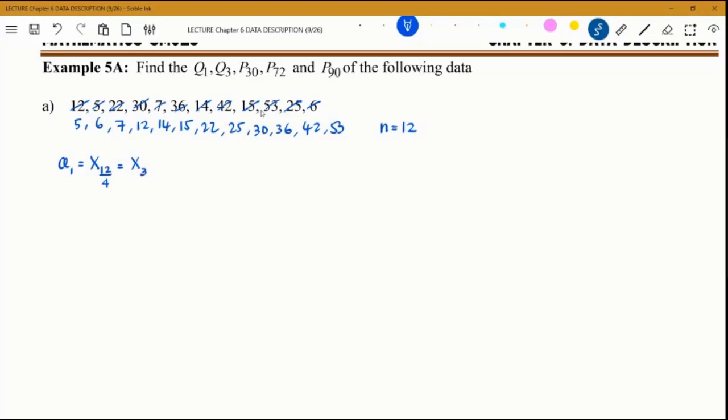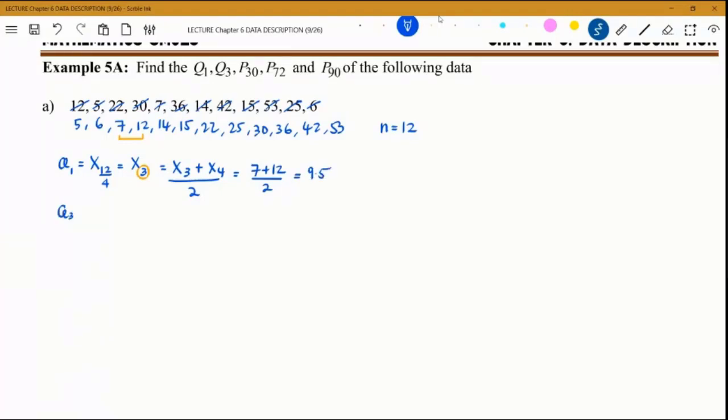So sebabkan ini adalah integer, kita akan dapatkan Q1 dengan X3 plus X4 divided by 2. Observation yang ketiga tambah keempat bahagi dengan 2. So observation yang ketiga adalah 7 and then observation yang keempat adalah 12. So we're going to have 7 plus 12 divided by 2. So, kita akan dapat berapa? 9.5. 9.5. Good.